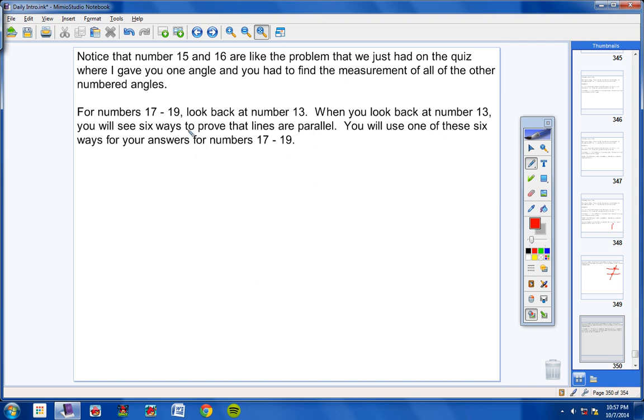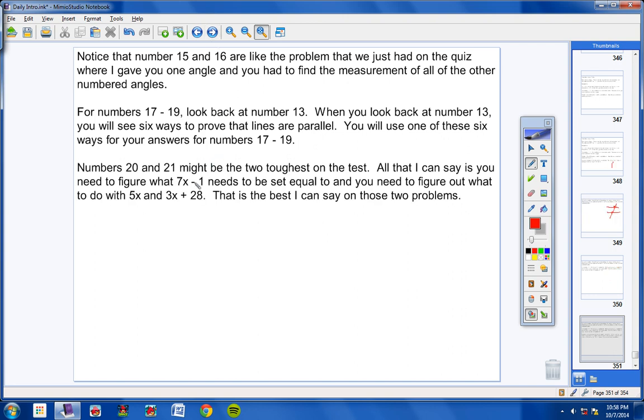Numbers 17 through 19. For number 17 through 19, look back at number 13. When you look back at number 13, you will see 6 ways to prove that lines are parallel. You will use one of these 6 ways for your answers for numbers 17 through 19. So the answer to 17 is one of those 6 options. The answer to 18 is one of those 6 options. The answer to 19 is one of those 6 options. 6 options from number 13, okay?